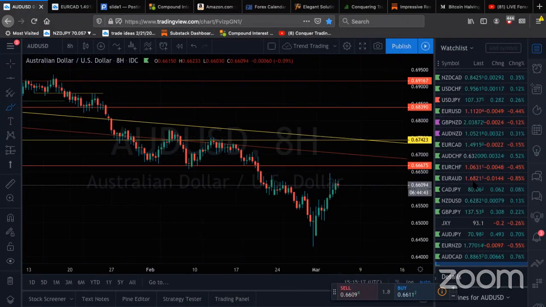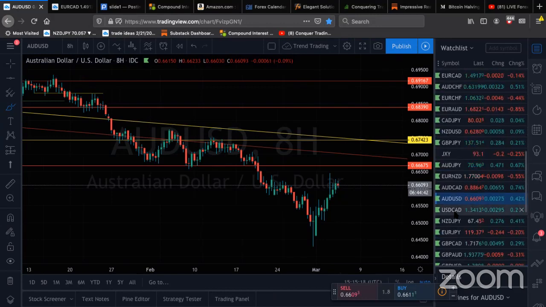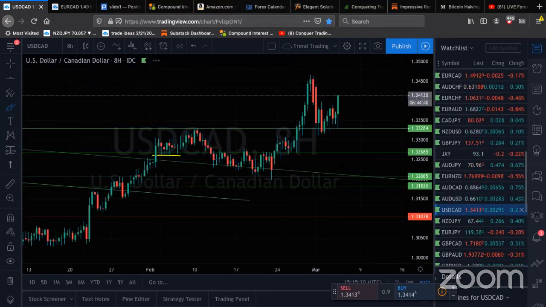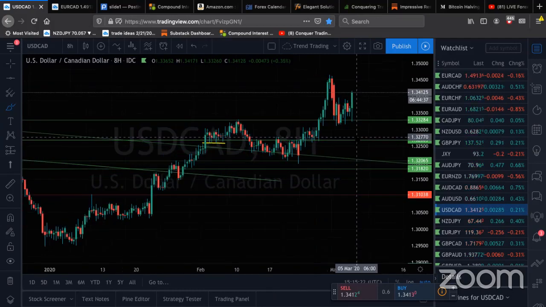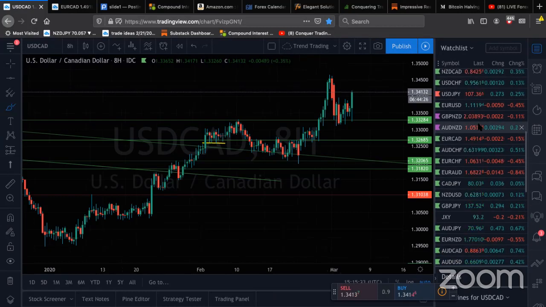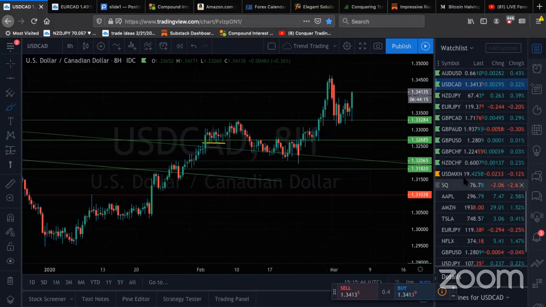So, what happened to our U.S. dollar, Canadian dollar? Continues appreciating off the support. Looking good. Not much else to say. All right, Hanero, nice trading, buddy.